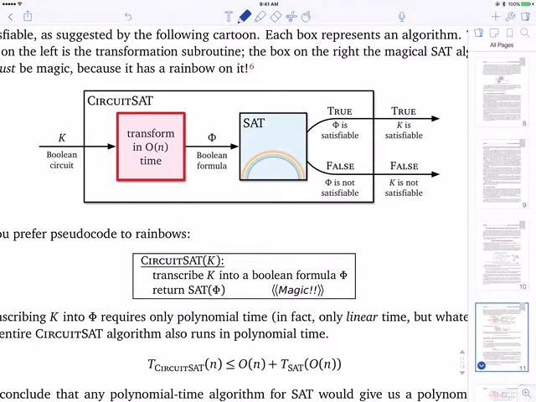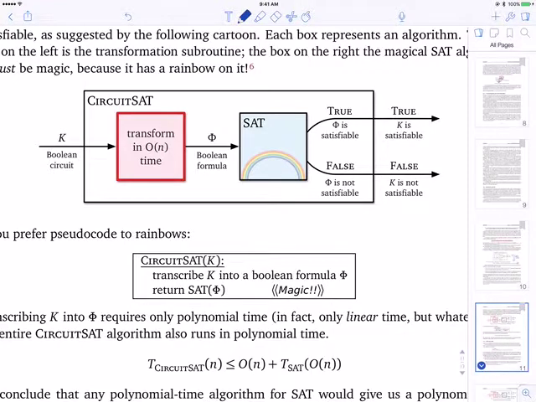So I'm going to build around this a polynomial time algorithm for circuit SAT. And a polynomial time algorithm for circuit SAT takes in a Boolean circuit as input. In linear time, transcribes it into a Boolean formula. That Boolean formula gets fed into the magical rainbow SAT algorithm, and that magical algorithm either outputs true or false. And then I need to prove that if the SAT subroutine outputs true, then the correct thing for my larger algorithm that I'm building to output is also true. And if that SAT algorithm outputs false, then the correct thing for my larger algorithm to output is also false.